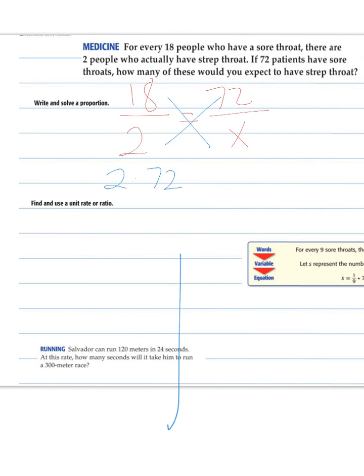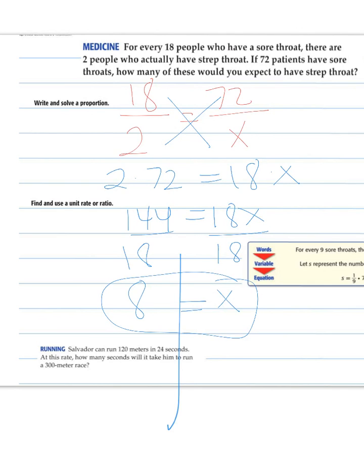2 times 72 equals 18 times x. 2 times 72 equals 144, so 144 equals 18x. Divide by 18. X equals 8. That means if there are 72 people who have sore throats, then 8 of them have strep.